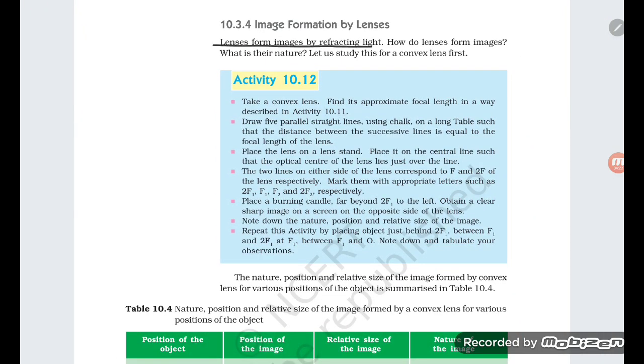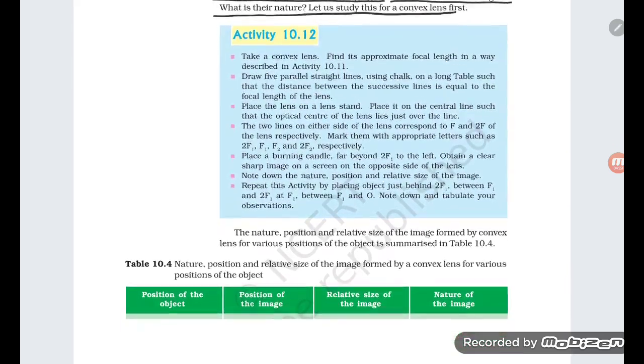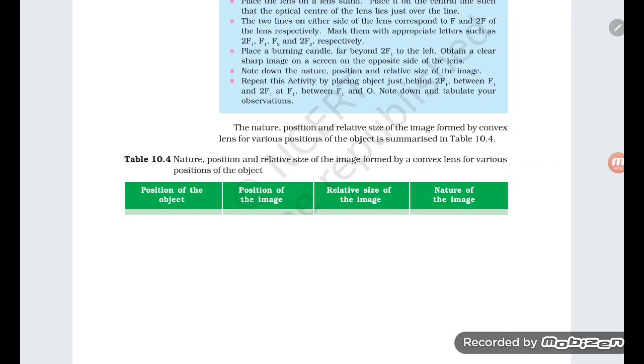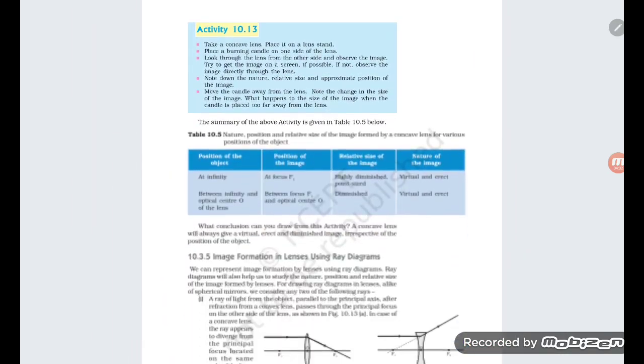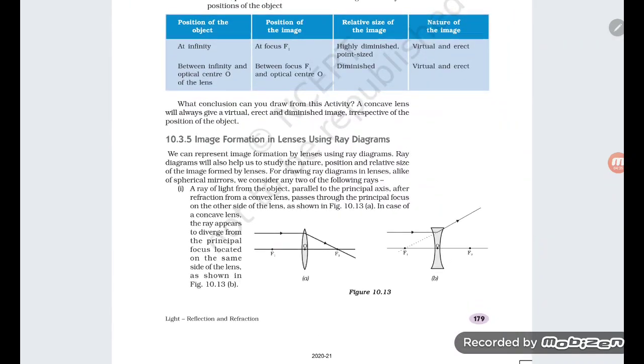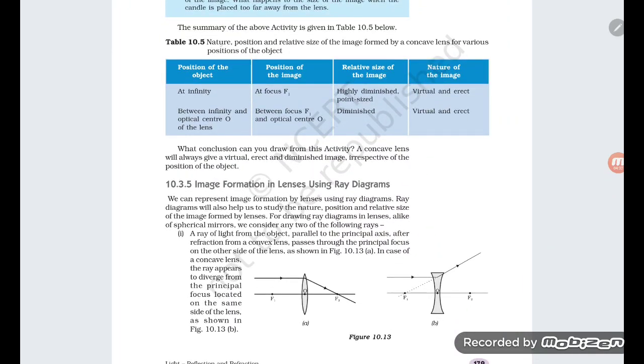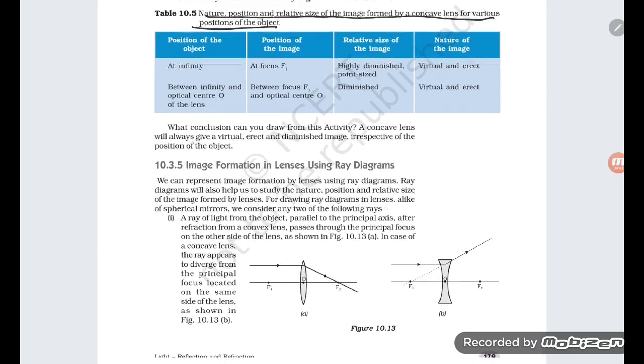Lenses form images by refracting light. How do lenses form images? What is their nature? Let us study this for a convex lens. The nature, position and relative size of the image formed by a concave lens at various positions, we will discuss in the next class.